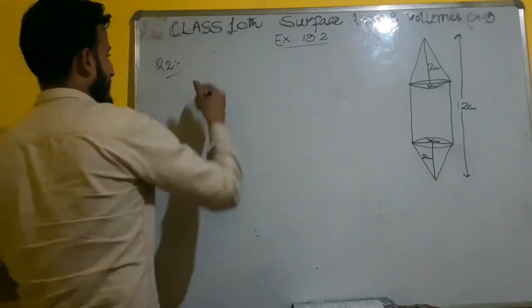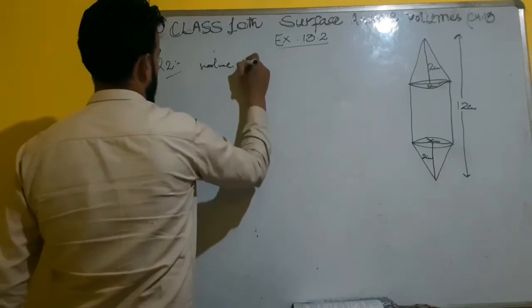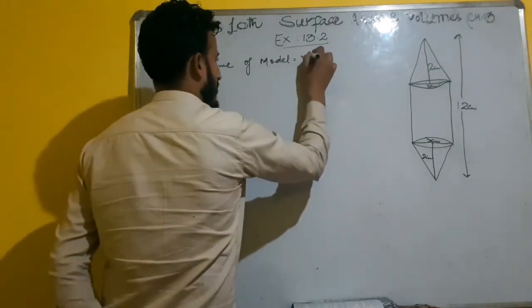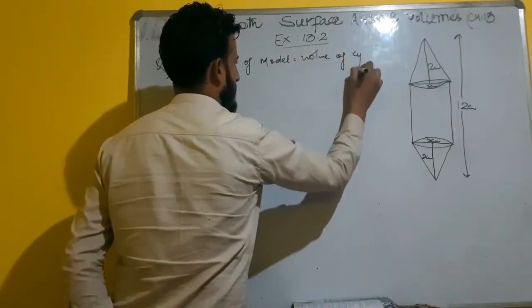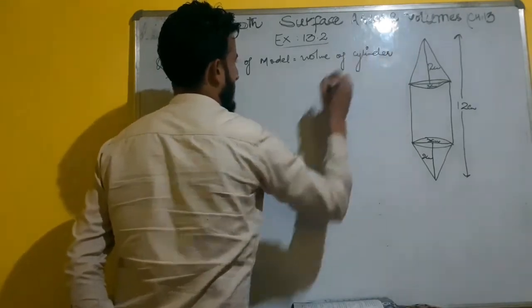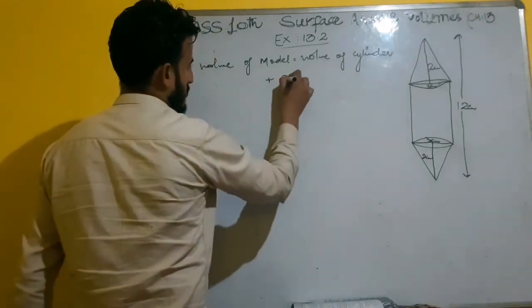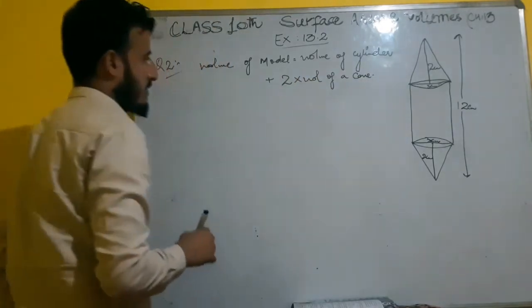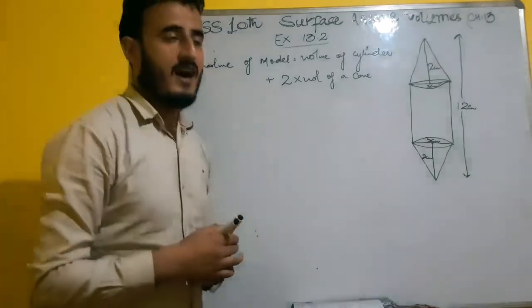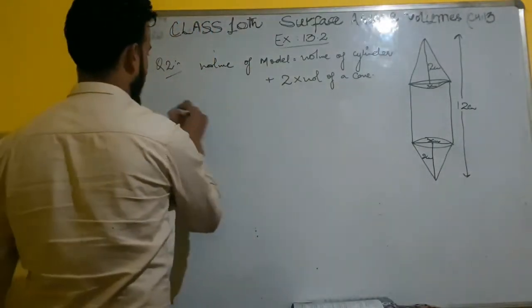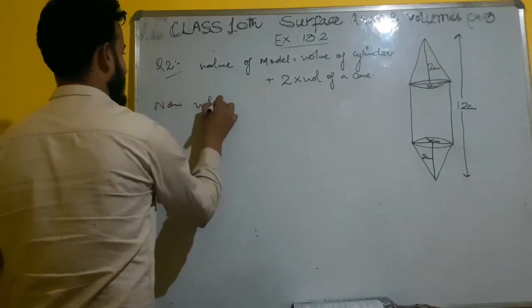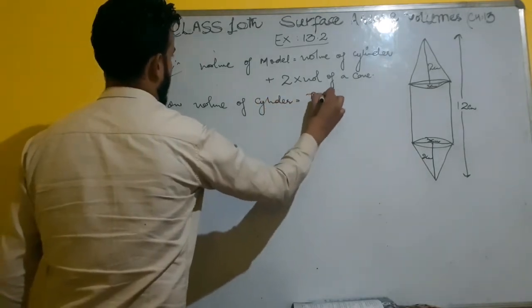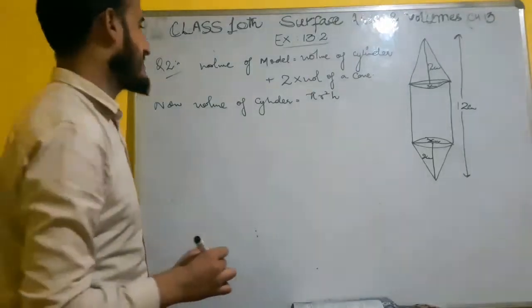So volume of model will be equal to volume of cylinder plus 2 times volume of a cone. Why 2 times? Because both the cones are identical. Now volume of cylinder is equal to pi r square h. This is the volume of the cylinder.